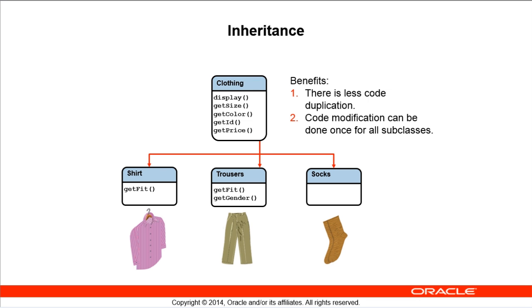For example, the shirt class can be instantiated and have the getPrice method called, even though the shirt class doesn't contain a getPrice method. The trousers class can be instantiated and have the display method called, even though the trousers class doesn't contain a display method. And the socks class can be instantiated and have the getID method called, even though the socks class doesn't contain getID. They're all inherited from the clothing class.